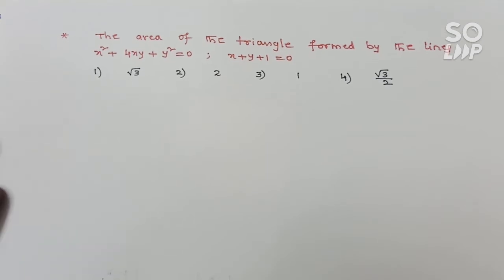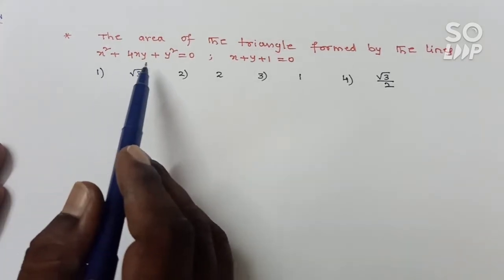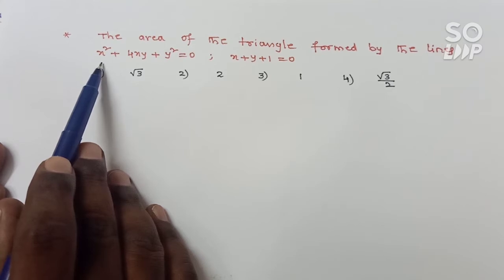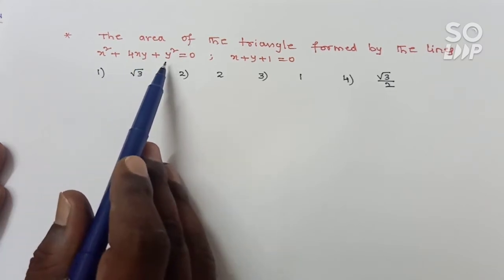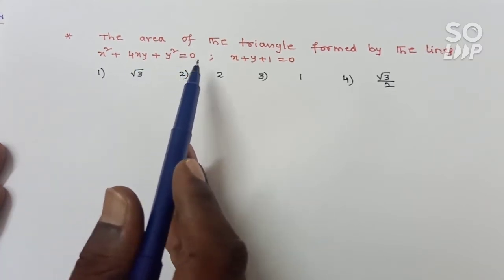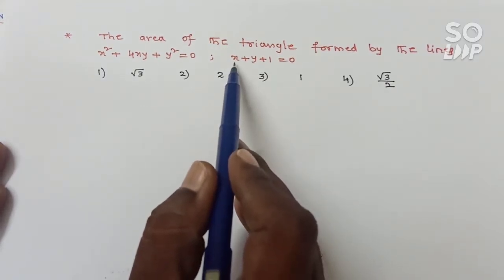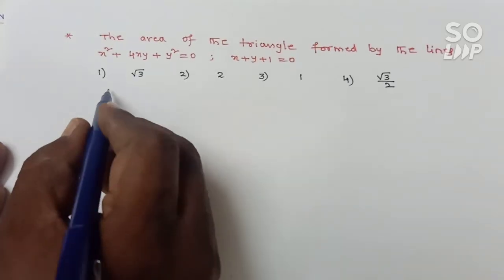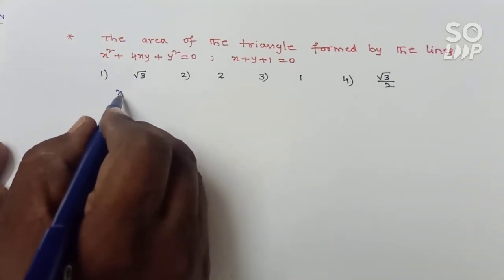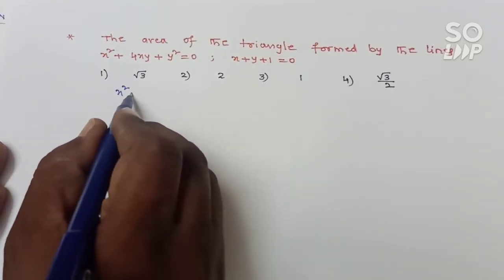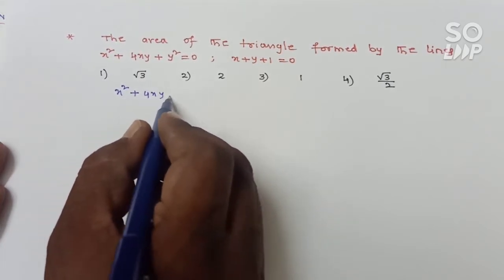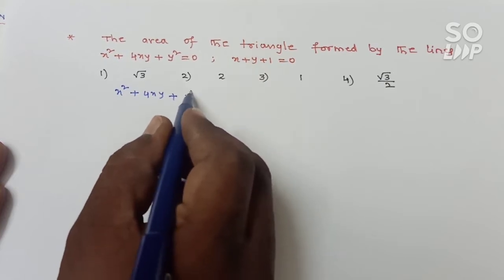Now you see this question. The area of the triangle formed by the lines x square plus 4xy plus y square is equal to 0 and x plus y plus 1 is equal to 0. Now here you write the first given equation: x square plus 4 into xy plus y square is equal to 0.